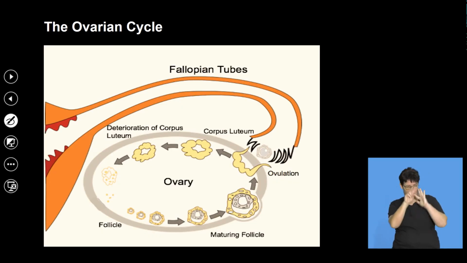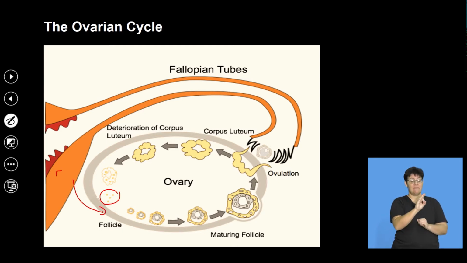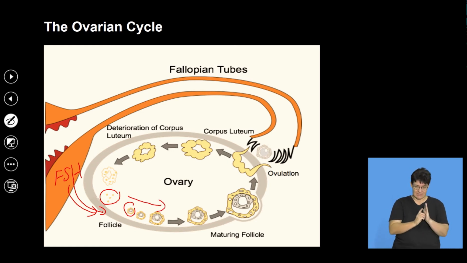So as I mentioned, within the ovary, we see that the primary follicle will develop, and this is developing under the influence of the hormone FSH, which we will talk about in detail as we get into the next segment. The primary follicle gradually develops and it matures into a Graafian follicle.